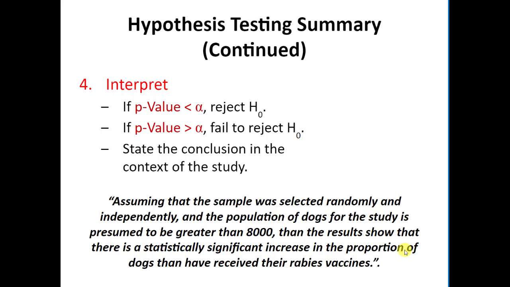So what did I do here? I let them know that these two things have to be in place, but if they are in place, then there is enough evidence, then we can say with a great degree of certainty that the proportion of dogs that have received their rabies vaccines has increased. And now we've gone through all the steps of null hypothesis statistical testing for proportions using z-tests in the scenario that dealt with dog vaccines.